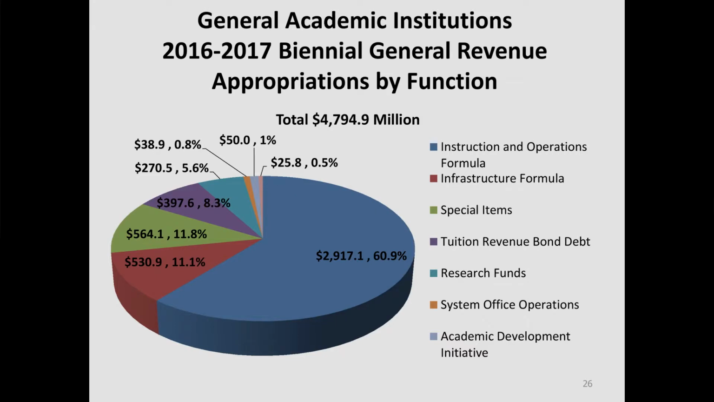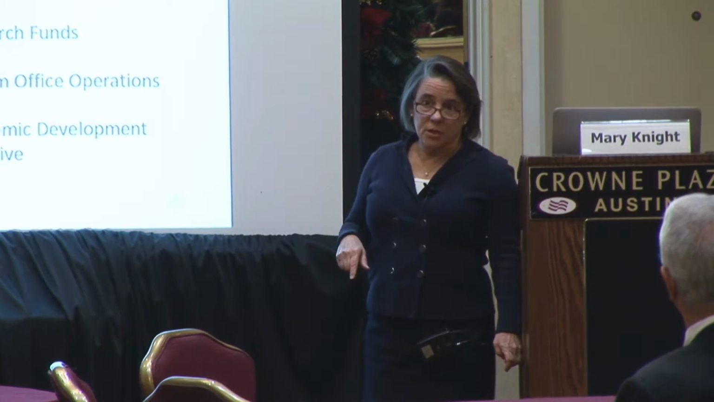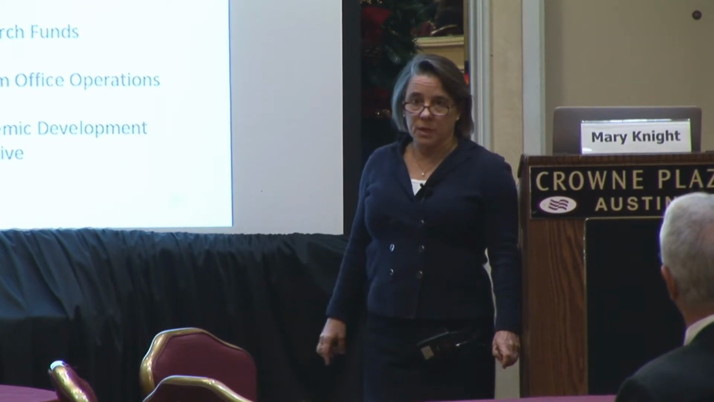So when all of that comes about, the general academic institutions for 16-17 had about a $4.8 billion allocation from the legislature for appropriations. By function, you can see instruction and operations was the biggest part. That's the largest part of the formula funding. And then infrastructure is about 11%, and the special items about 11%. This last legislative session, the special item piece was reduced.